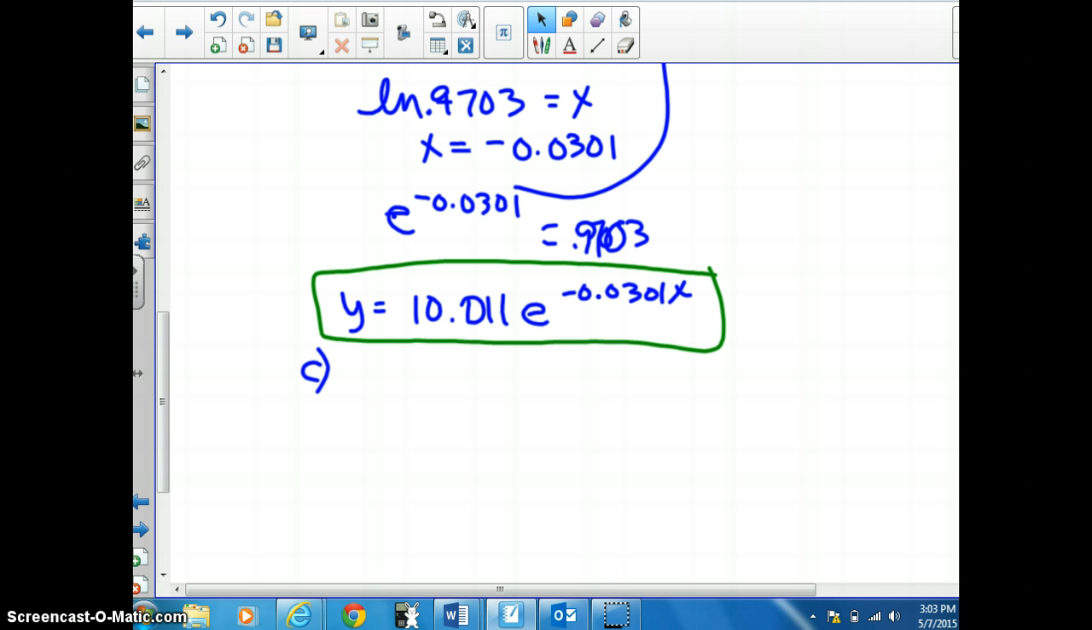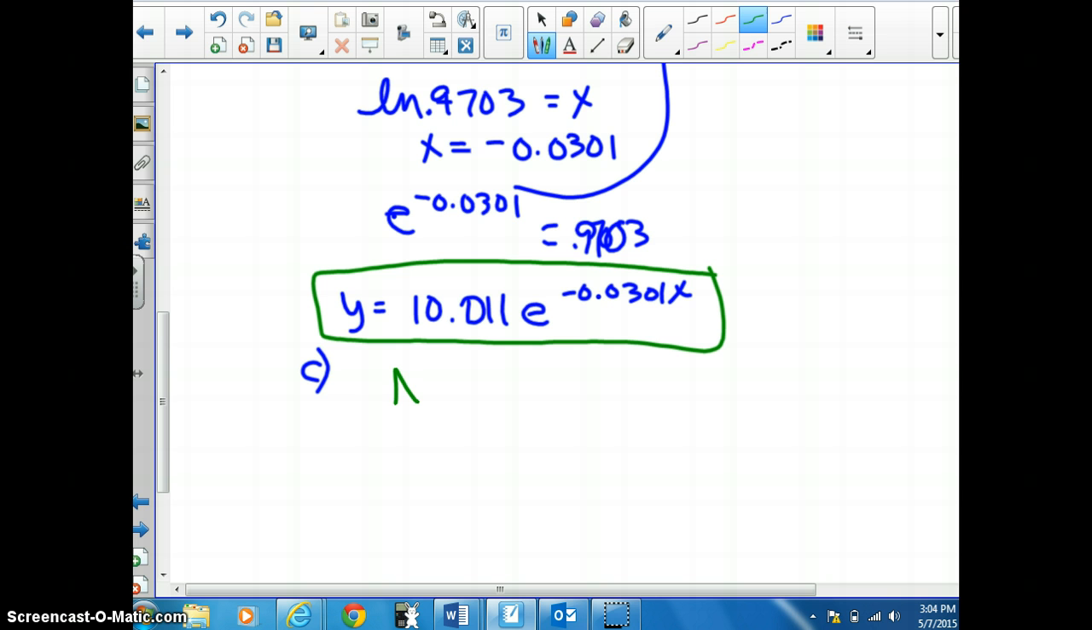So this is kind of the sneaky part. The half-life is asking really how long until it's half of its original size. Okay? So if we started out at 10 grams, then when is it going to be at 5 grams is what it's asking.